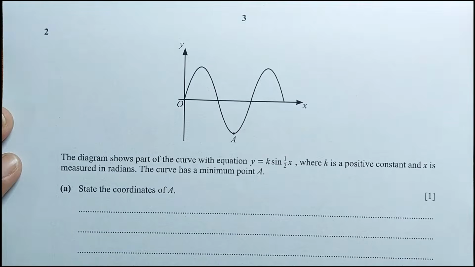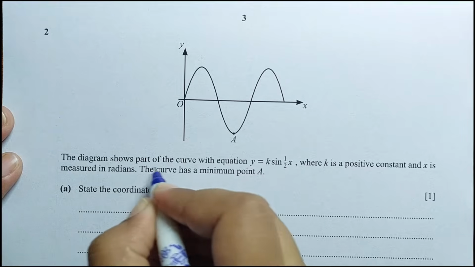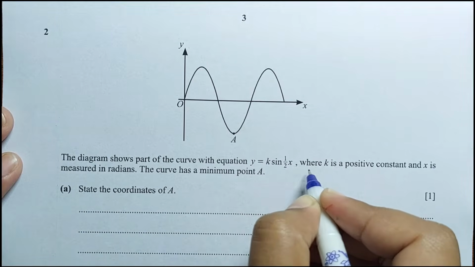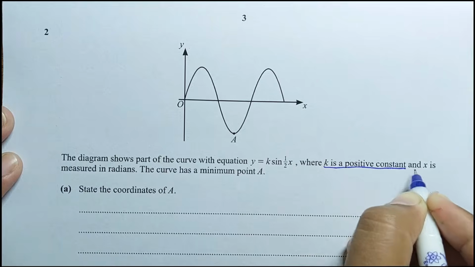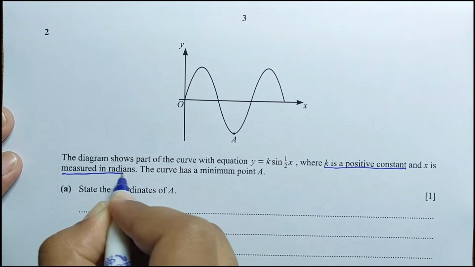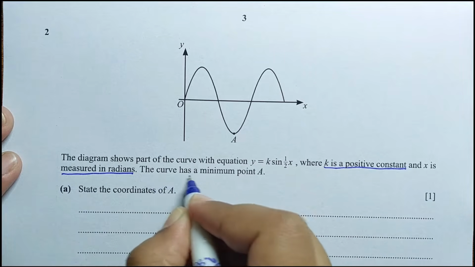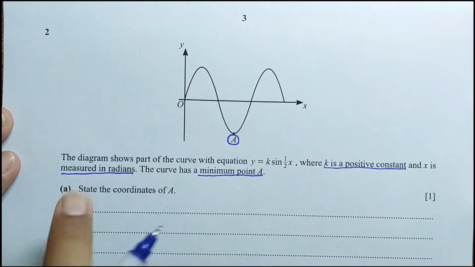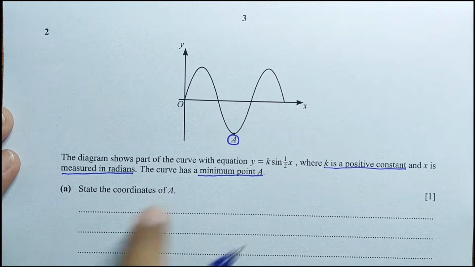Alright. Question number 2, the diagram shows part of the curve with equation y equals k sine half x, where k is a positive constant and x is measured in radians. The curve has a minimum point at A. A is the minimum point of the curve. Part A, state the coordinates of A.